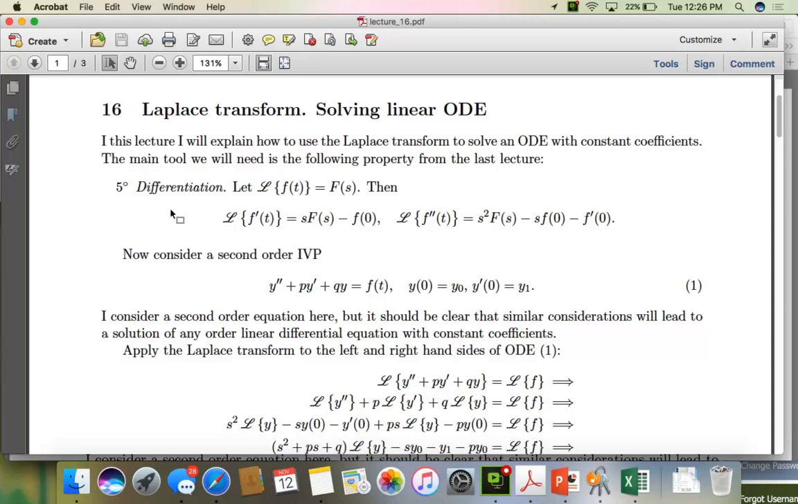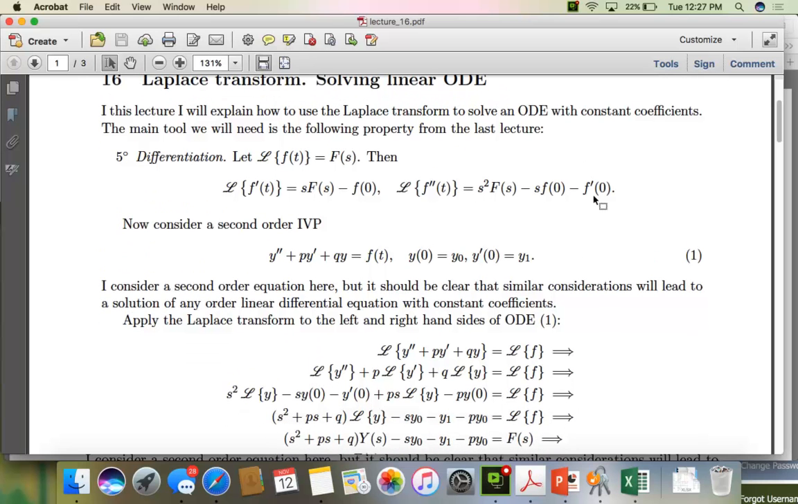So basically, what this lecture does, first of all, is it summarizes this property of the Laplace transform, that the Laplace transform of the first derivative of f(t) is sF(s) minus f(0). Of the second derivative of f(t), it's s squared F(s) minus s f(0) minus f prime of 0. So I want to show you how to apply this.